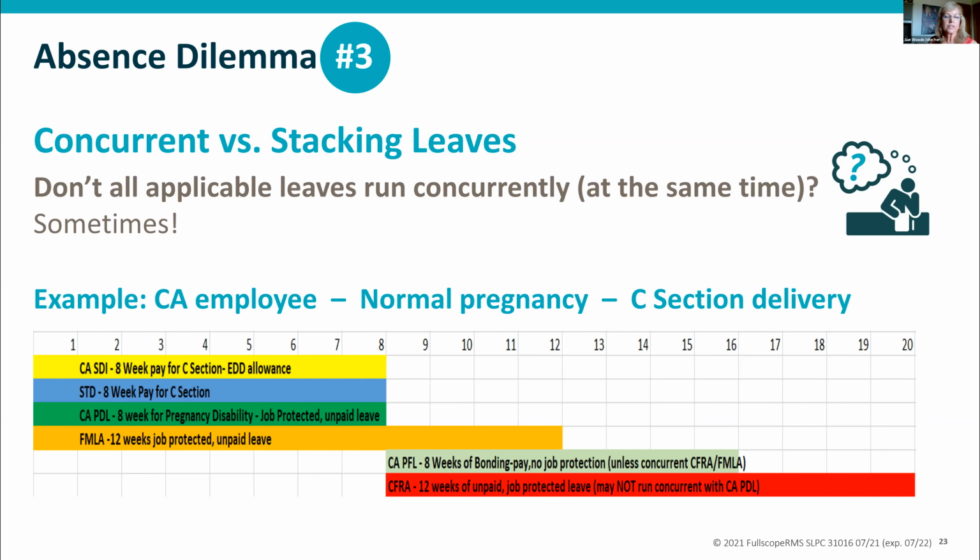Now at week 8, when she's exhausted those first 3 leaves, you've got California PFL that kicks in, paid family leave, where she can get up to 8 weeks of bonding leave. That does not run concurrently with the California Family Rights Act, the CFRA, which then offers 12 additional weeks. So this shows that there are so many different leaves, particularly in California, some of which run concurrently, some of which can be stacked, that would allow this employee under this fact scenario to take up to 20 weeks of job-protected time off for this pregnancy with the C-section that caused her disability.